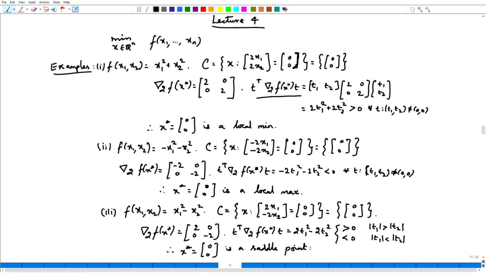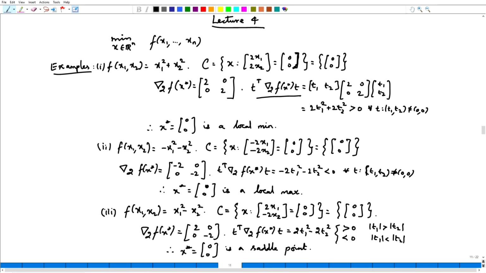Actually, this function is the defining function for the name saddle point, because if you plot this function in 3 dimensions, you can observe that the surface looks like a saddle. That is the reason why (0, 0) is called a saddle point. The name saddle point comes from this particular function.